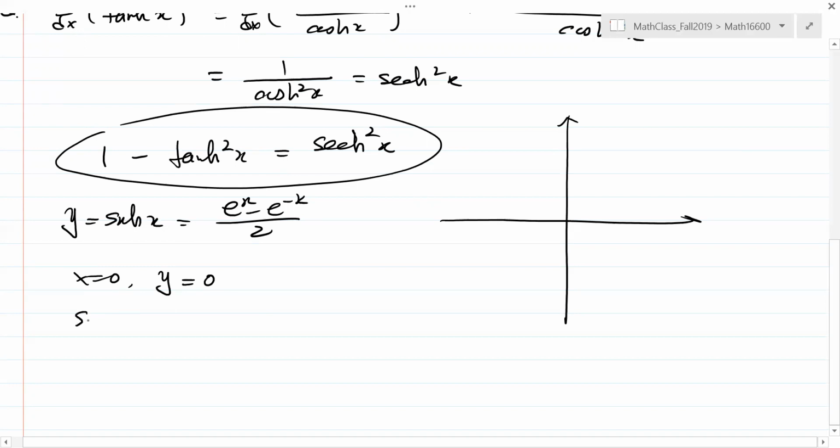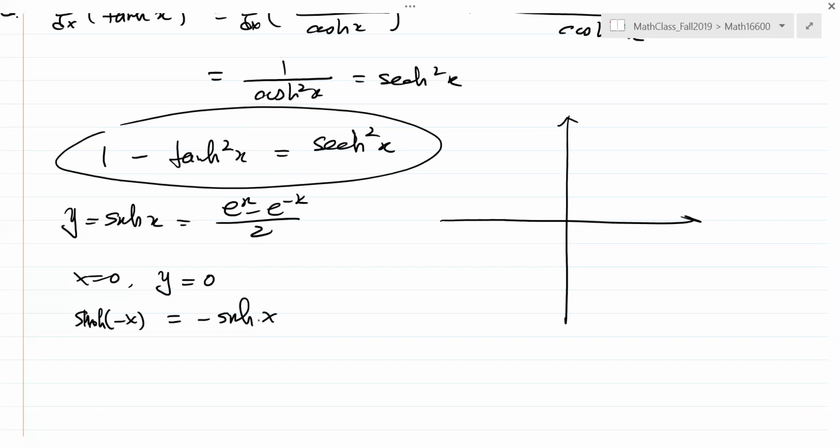Second, when you put a negative x into hyperbolic sine x, it will be negative hyperbolic sine x. So the graph of the function will be symmetric about the origin. All you have to do is to get the graph for x greater than 0.